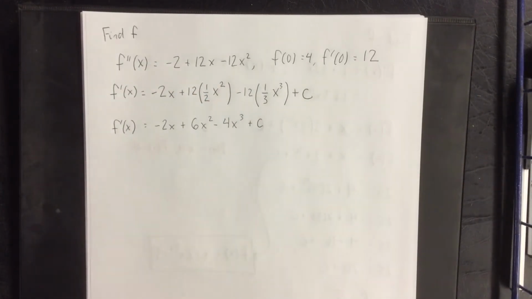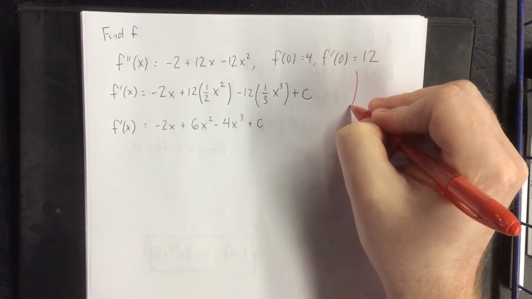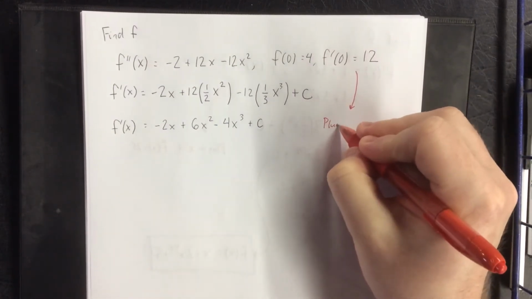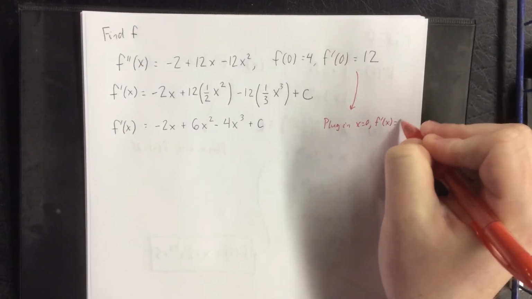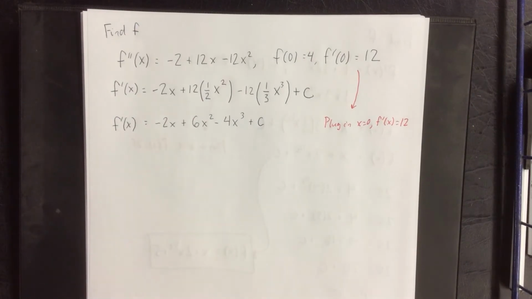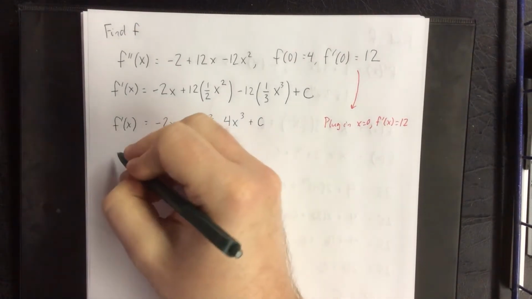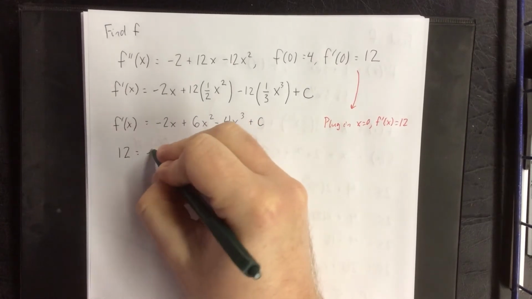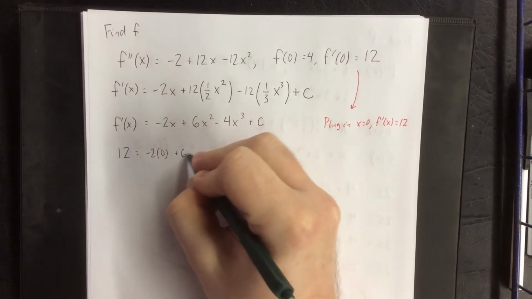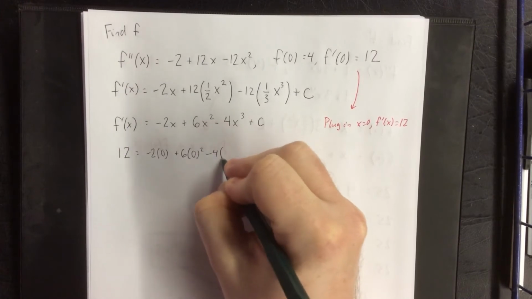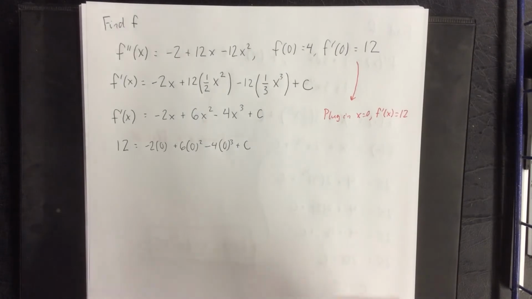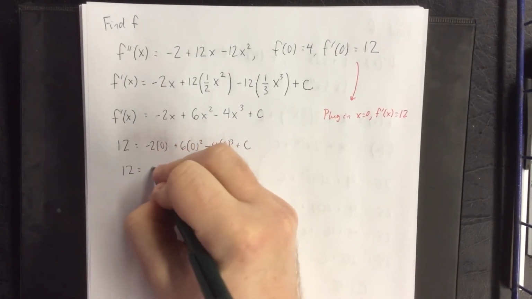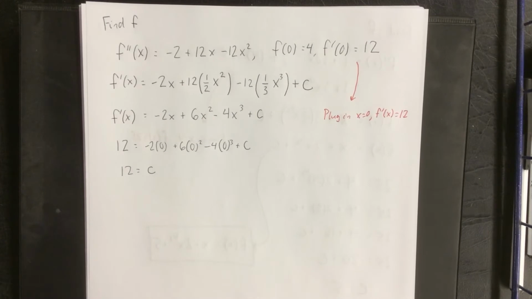Good news is, we have an antiderivative, and an initial condition associated with this. If we plug in x equals 0, then f prime of x is going to be equal to 12. Good news is, that's exactly what we have at this step of the game. So 12 is equal to negative 2 times 0 plus 6 times 0 squared minus 4 times 0 cubed plus c. This is going to be very straightforward to solve because most of the right-hand side drops out. In fact, everything but the c drops out, and we get that c is equal to 12.